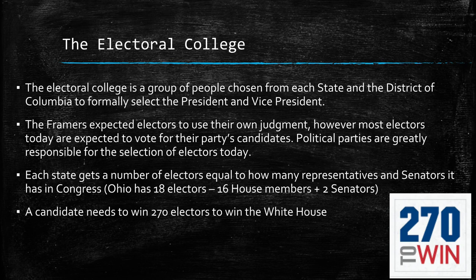A candidate has to win 270 electors to win the White House. That is because if you take 435, which is the number of people in the House, plus 100, which puts you to 535, and then there are electors for the District of Columbia, which gets you to 538 electors, which half of that, rounded up 1, is 270, so that's how you get 270 votes gets you the win in the Electoral College, because you've won more than 50% at that point. Everything after that is just gravy. You've won it with 270.